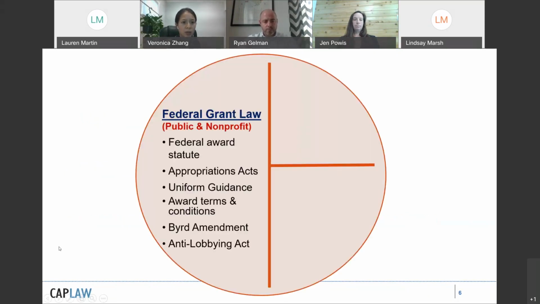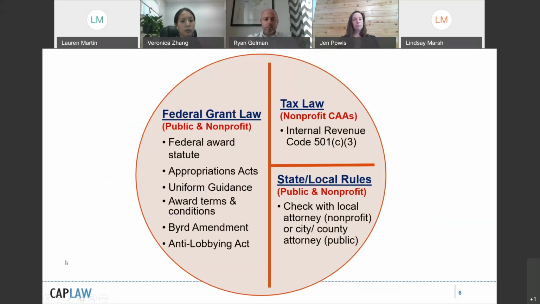When you're thinking about lobbying rules, we're thinking really about three different buckets. And Ryan, you can go ahead and advance all three. You're thinking about federal grant rules, as well as tax law rules and state and local rules.